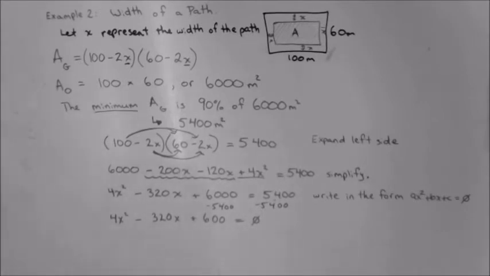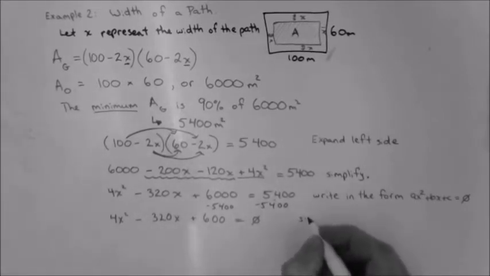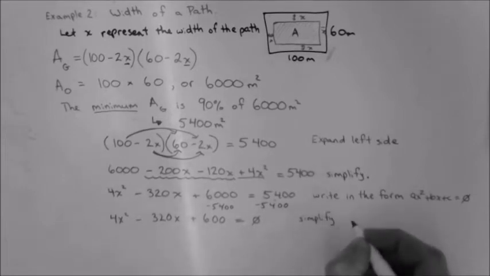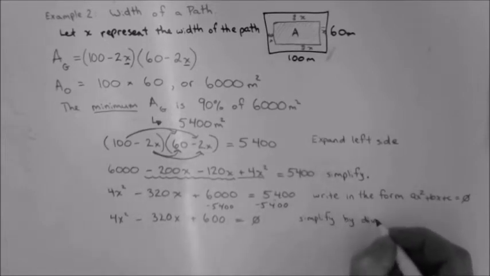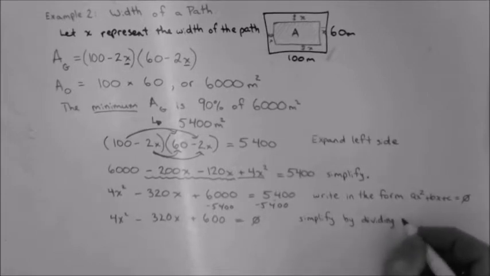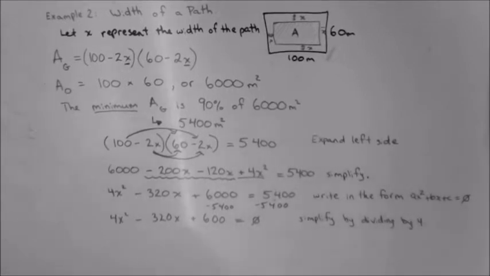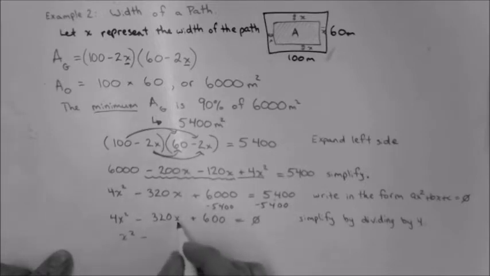But here we go. I'm going to simplify by dividing by 4. So technically I'm dividing both sides by 4, but it's not going to change the right side at all. Over here, 4x squared divided by 4 leaves me with x squared. 320x divided by 4, 320 divided by 4 is 80, so I have 80x. And 600 divided by 4 is 150.